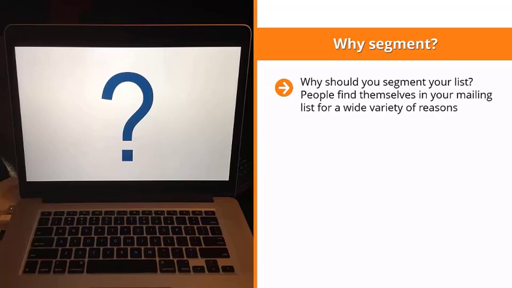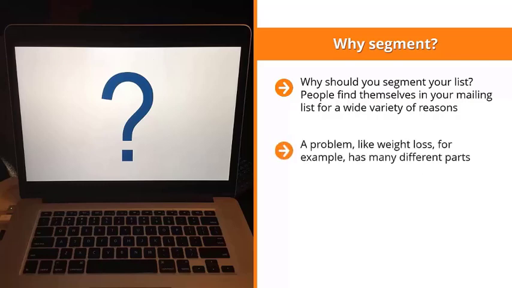People find themselves in your mailing list for a wide variety of reasons. While they share a common interest in your niche, that's probably the only thing they have in common. They can all agree on the one problem your niche focuses on. Despite this, they might have different related problems they need solved. A problem like weight loss, for example, has many different parts.